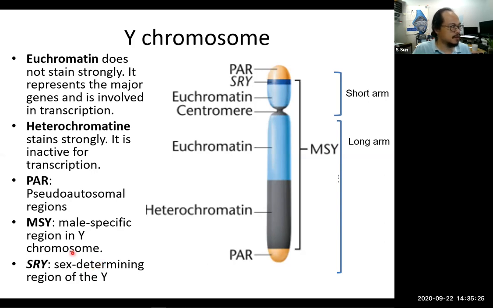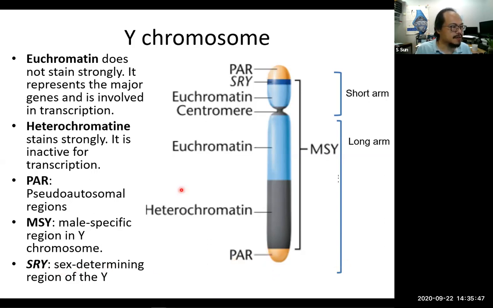So that's the terminology again: PAR, pseudo-autosomal region; MSY, male specific region in Y; SRY is the sex determining region of the Y.